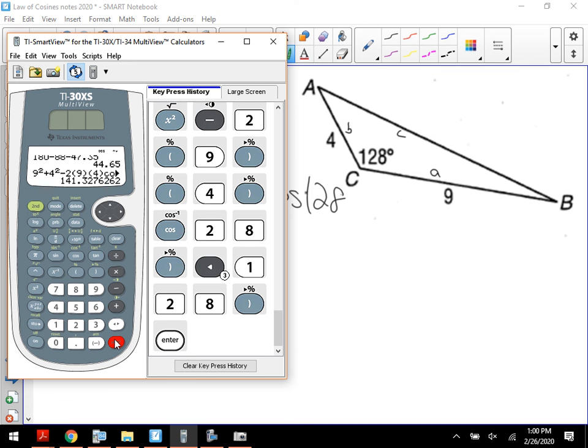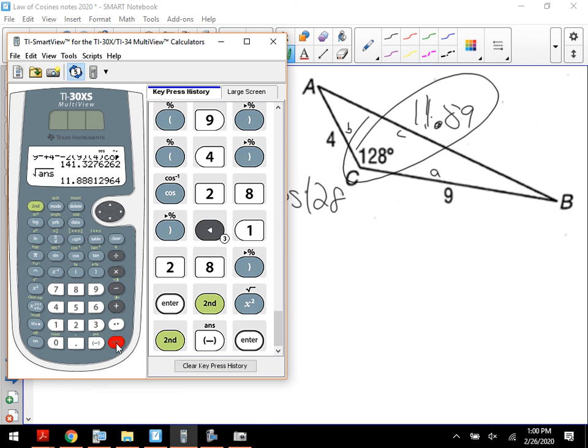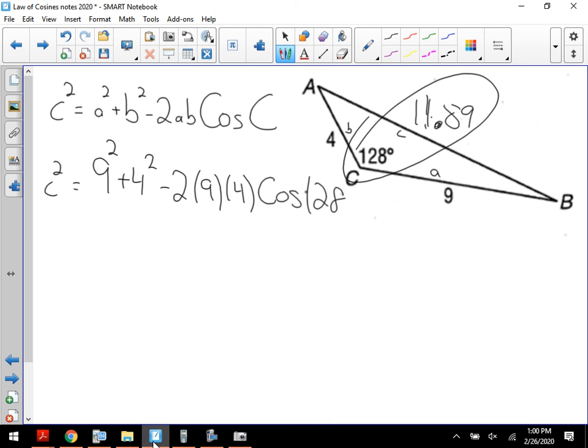Did you guys get that far? Now I just take the square root of the answer. There's your side c. 11.888 rounds to 11.8. Now you have an angle and a side opposite. Which angle do you find next, A or B? A, yeah. Now you use law of sines to find angle A first.